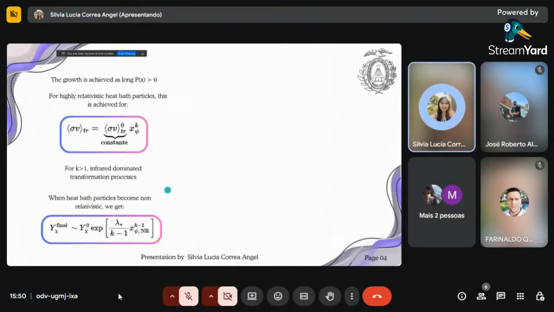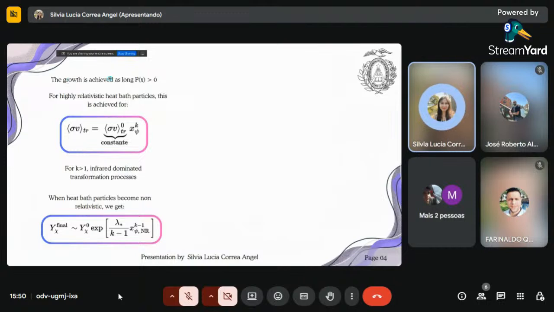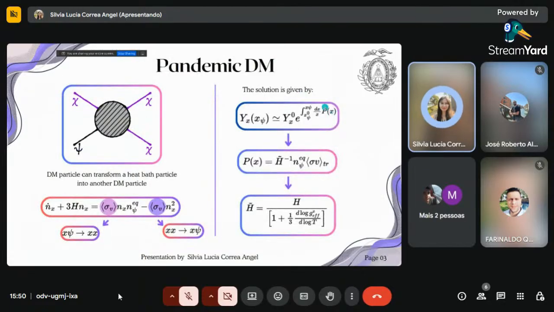So in order for the growth to be achieved, we need this P that was located here to necessarily be bigger than 0, because of course if this parameter is, for example, 0, we don't grow and we do not achieve the correct relic density.